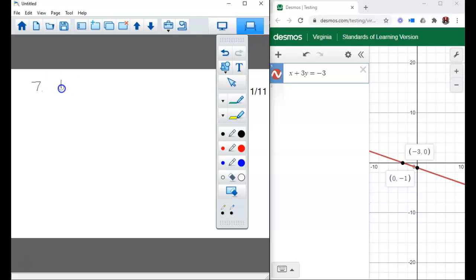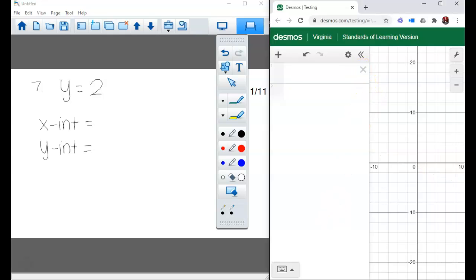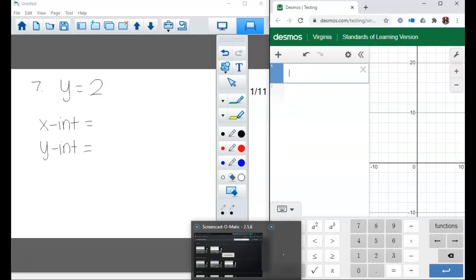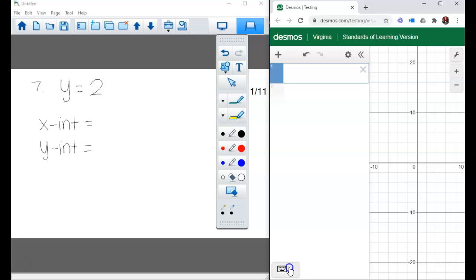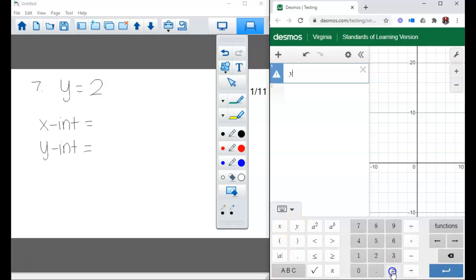Almost done here. Now, notice this one. The first thing that should stand out about this equation is that it doesn't have an x like all of the others that we've done. But that's okay. Clicking in the box, we want y equals 2. If you look at this, you'll notice that that blue line is a horizontal line.